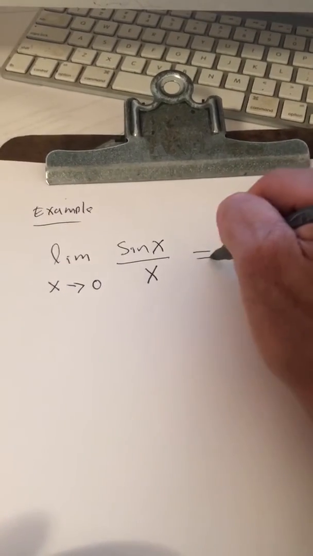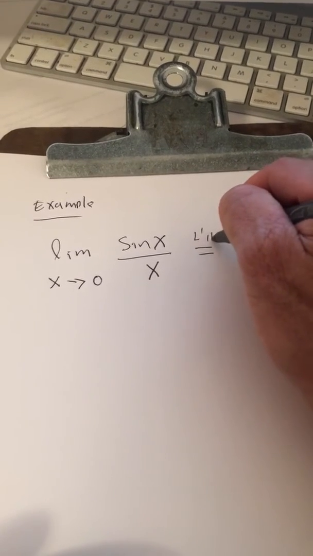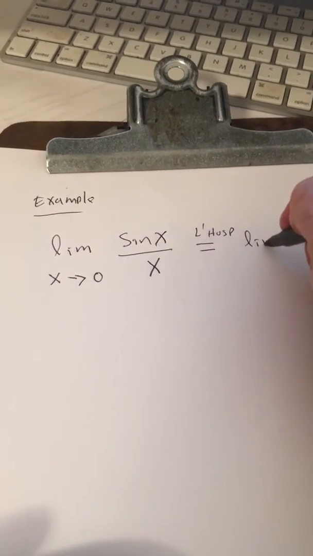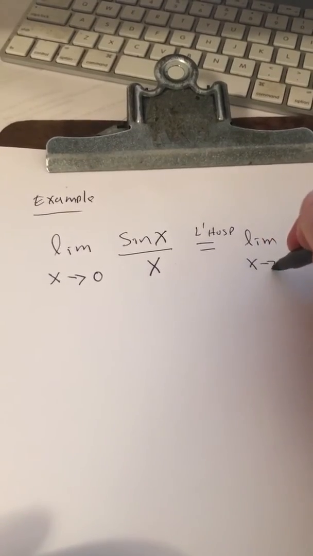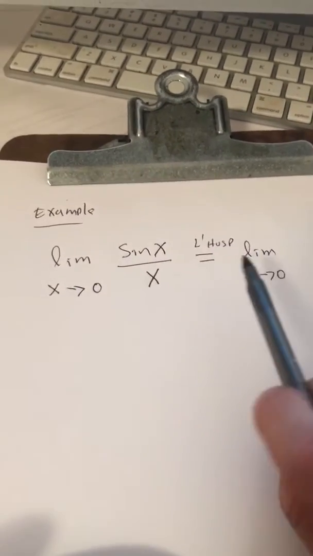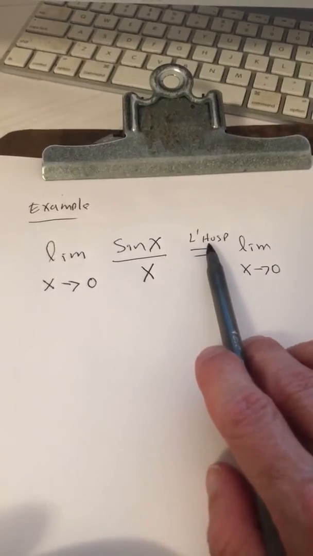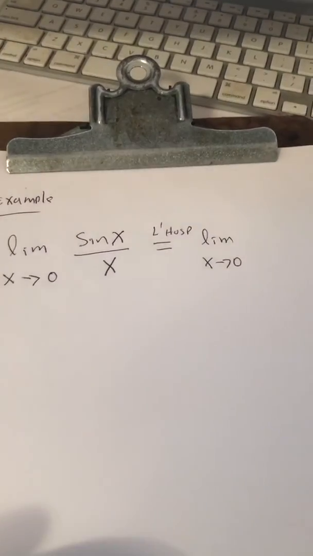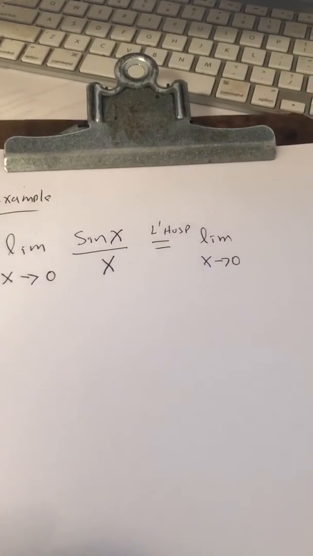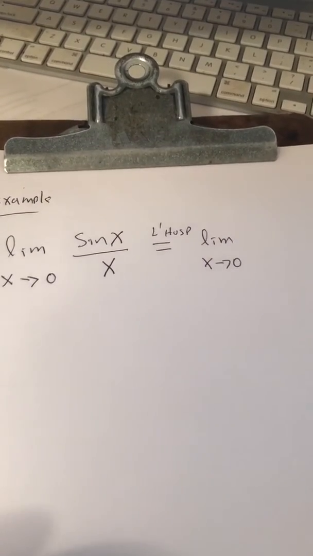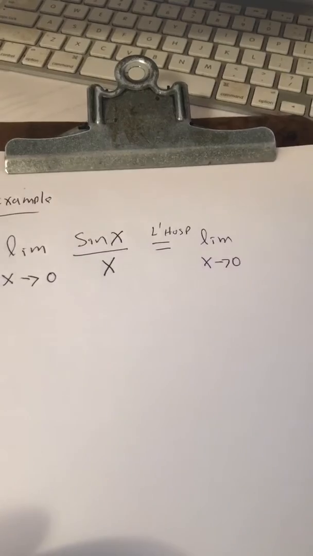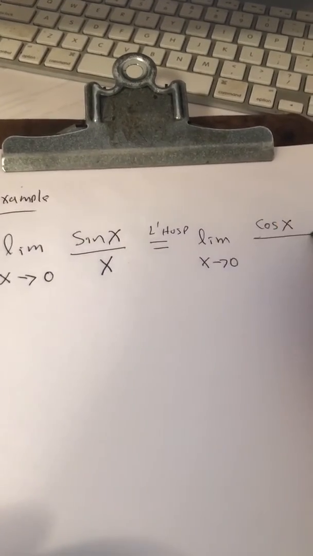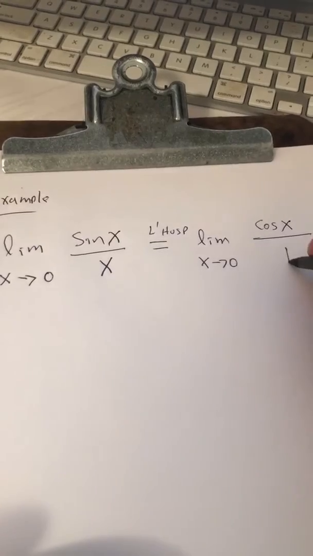So what I'm going to do is I'm going to use L'Hopital's rule. To indicate that I'm using that theorem in this step, right above the equal sign, that's telling the reader that I'm using the result of this theorem. So what I'm going to do is take the derivative of the numerator and the derivative of the denominator. So the derivative of sine of x is cosine of x. The derivative of x is 1.